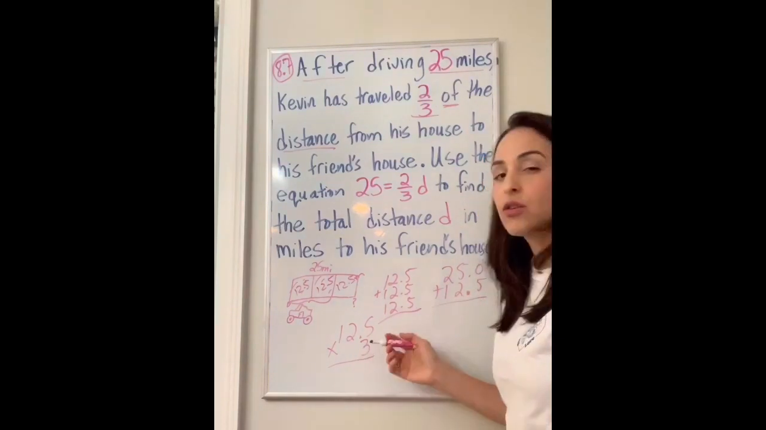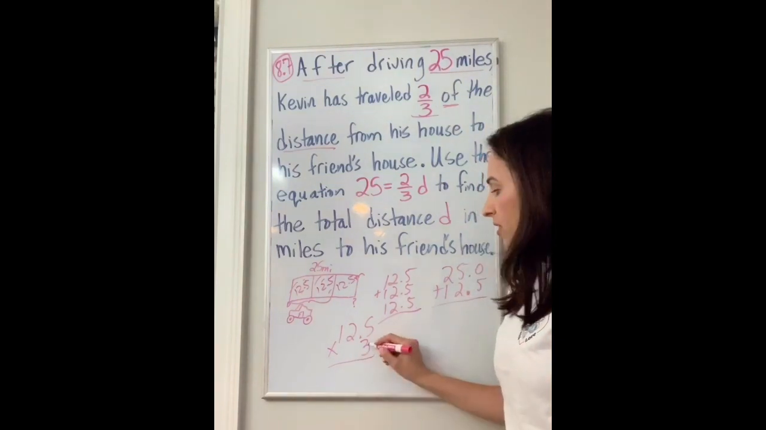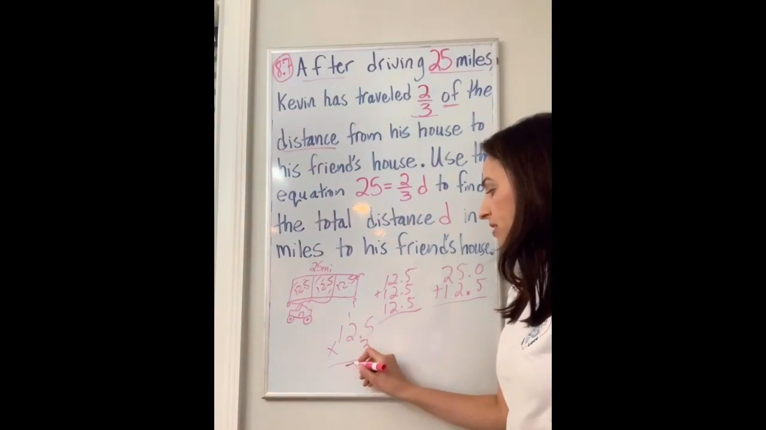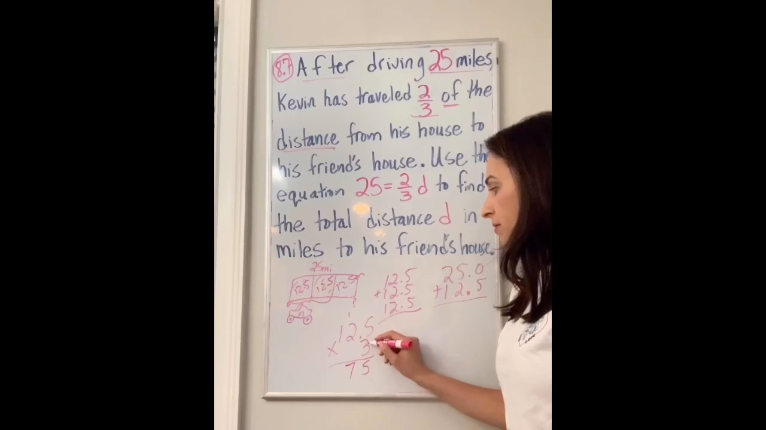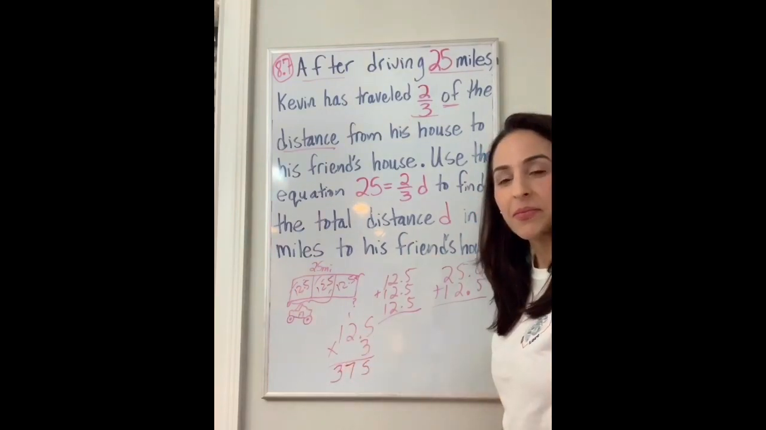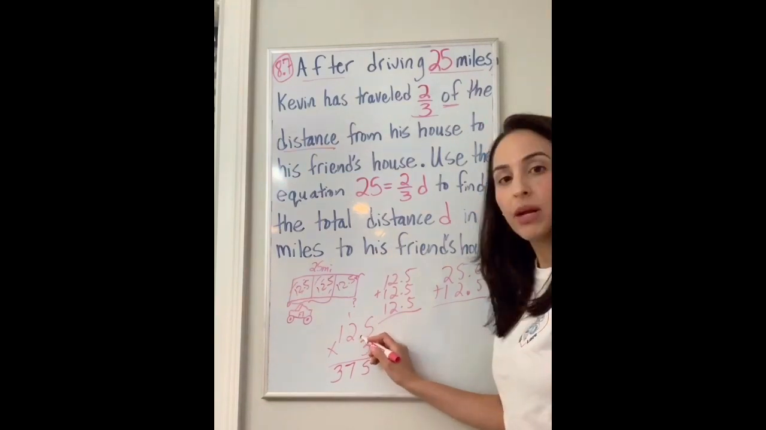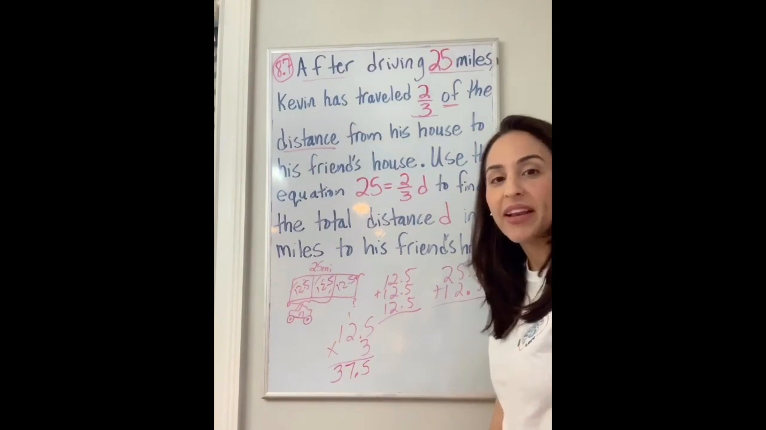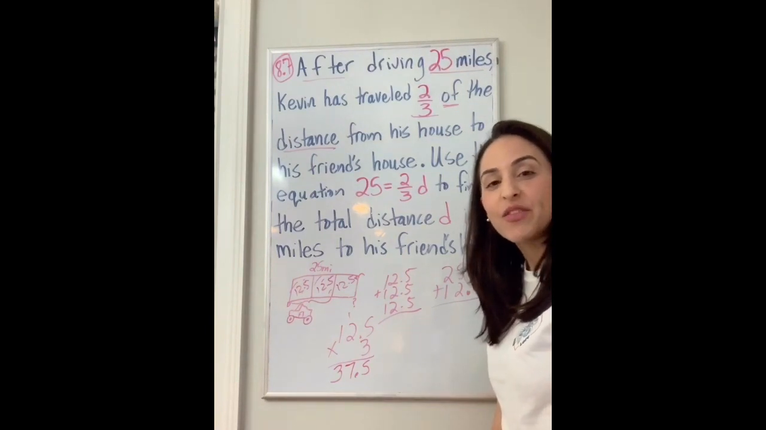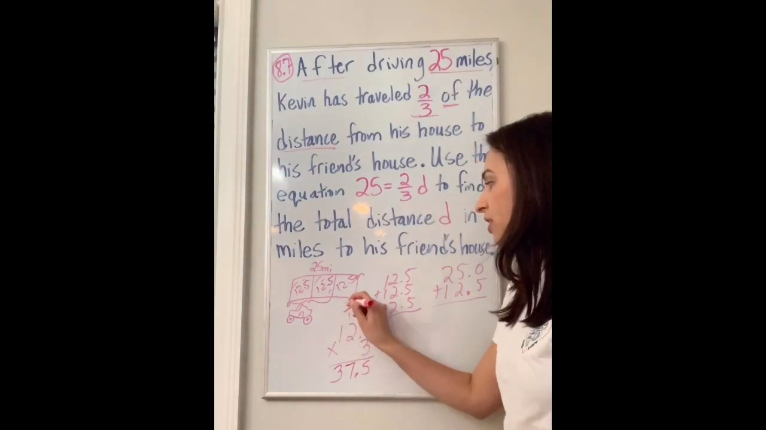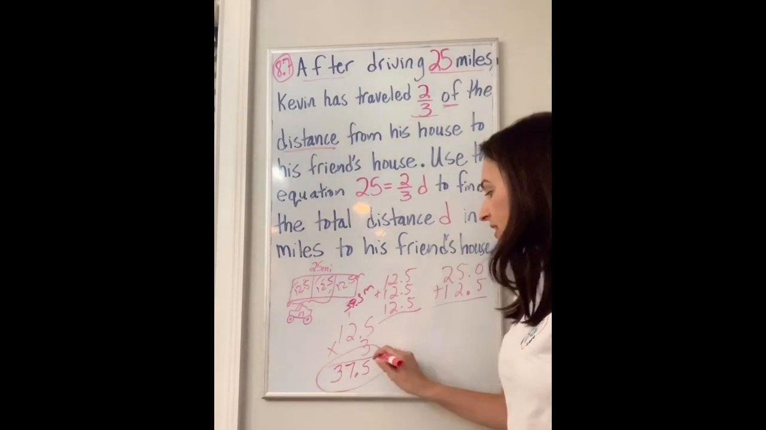So here, let's just use multiplication. 3 times 5 is 15. 3 times 2 is 6 plus 1 is 7. 3 times 1 is 3. And then we have to move the decimal one time over. My answer is 37.5. So 37.5 is the total distance that he had to drive, 37.5 miles. Okay, that's my final answer.